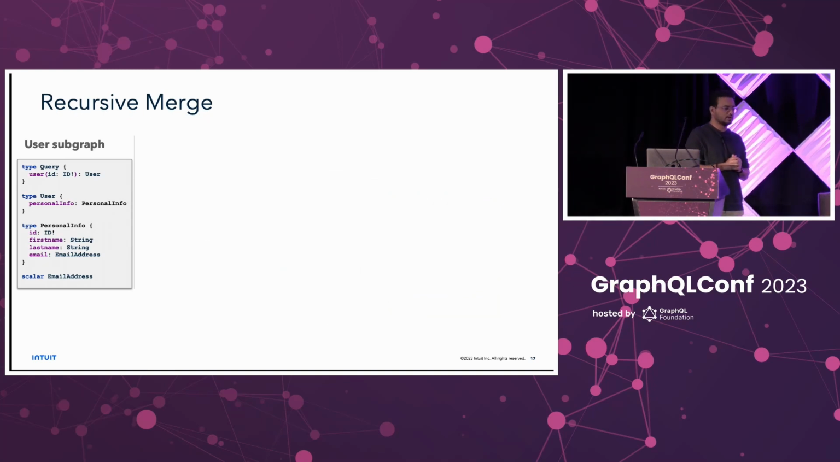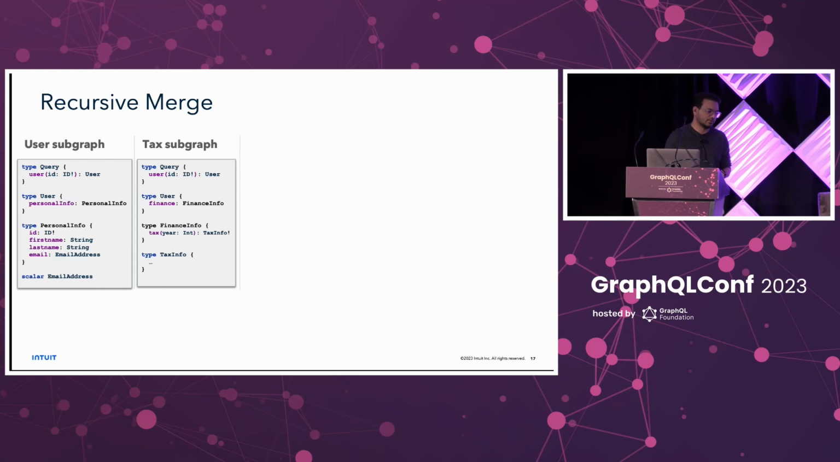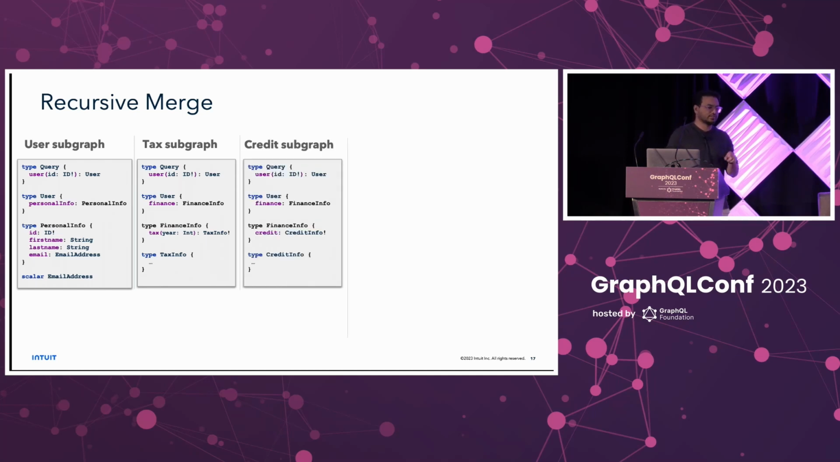So we have a user subgraph which provides the user's personal info. Now, there's a tax subgraph which provides details about the user, but it has the financial info and gives out tax information. And we have a credit subgraph which is also in the finance domain, and it gives out the credit information.